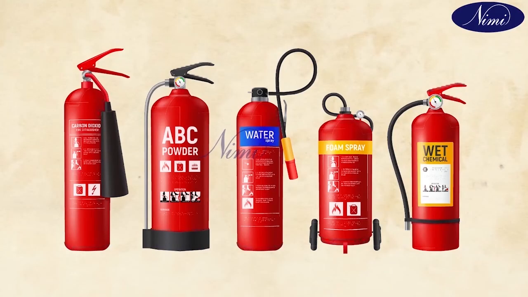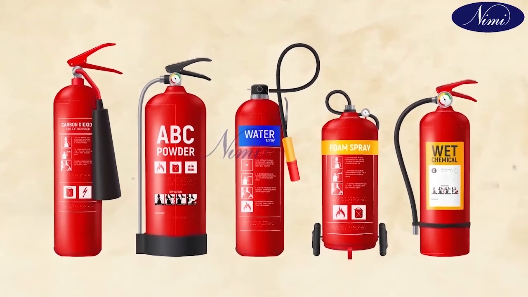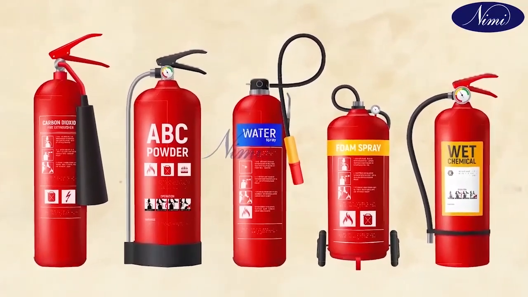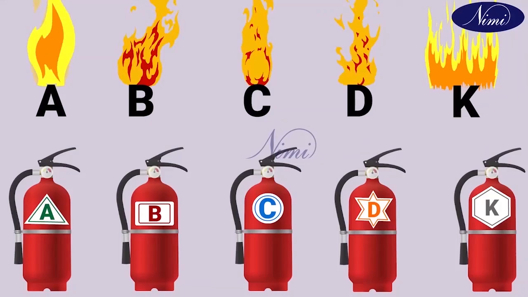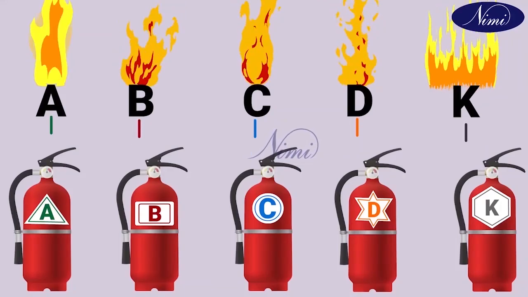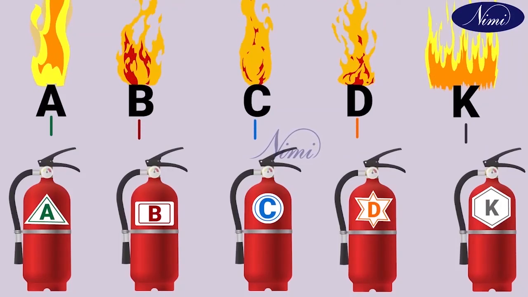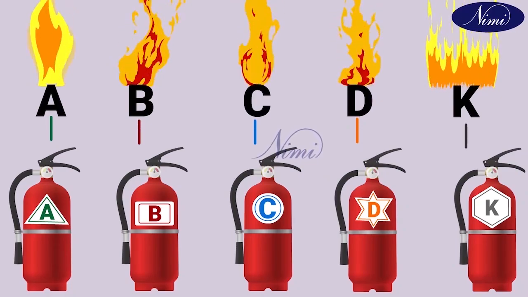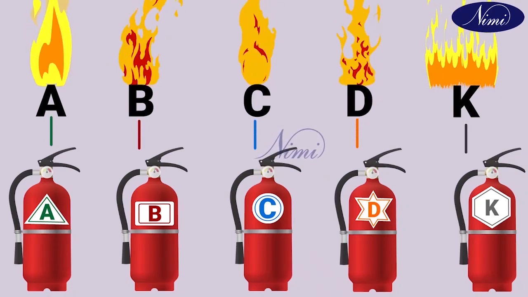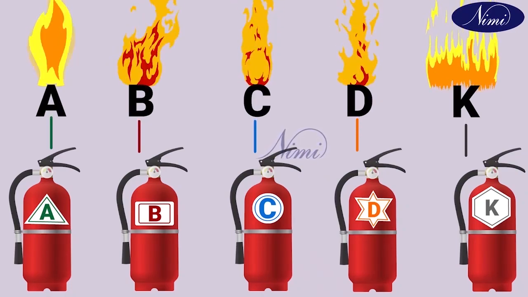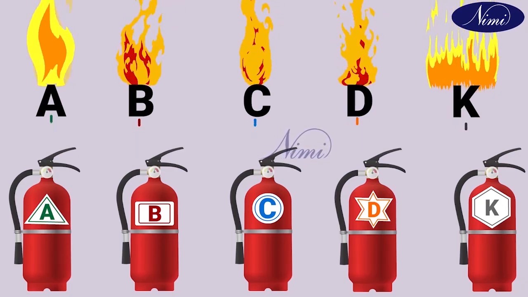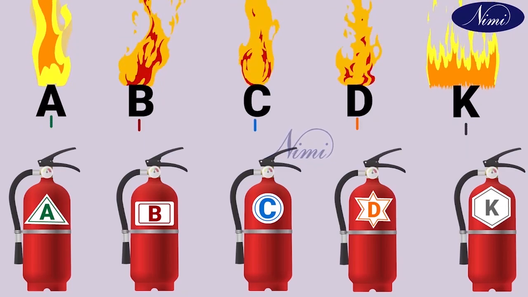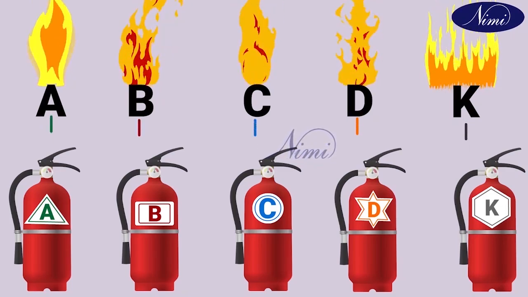Try to deal with the extinguishing of the fire with fire extinguishers if you can do so safely. In order to select the right type of extinguisher to put out a fire, you must understand the different classes of fire. By analyzing the type of fire, we can determine which type of fire extinguisher is to be used to extinguish the fire.